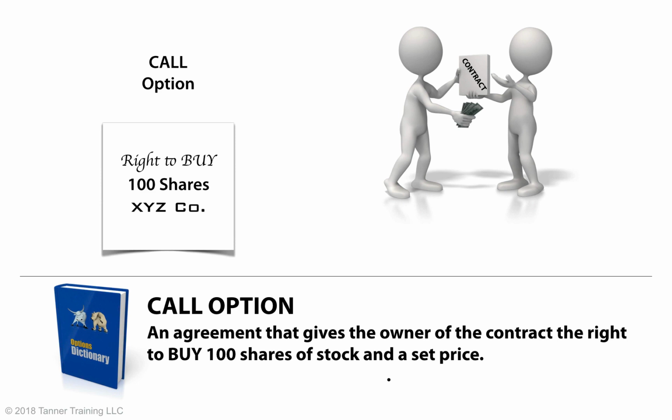A call option is simply an agreement or a handshake or a contract or a deal where we say, look, here's an agreement that gives the owner of the contract, you can see this guy is going to be the owner right here, he's purchasing it, he's given money for this contract. He says, look, I'll give you the right to buy 100 shares of stock at a set price. So one call option contract gives the right to buy 100 shares. And that's where that leverage comes from.